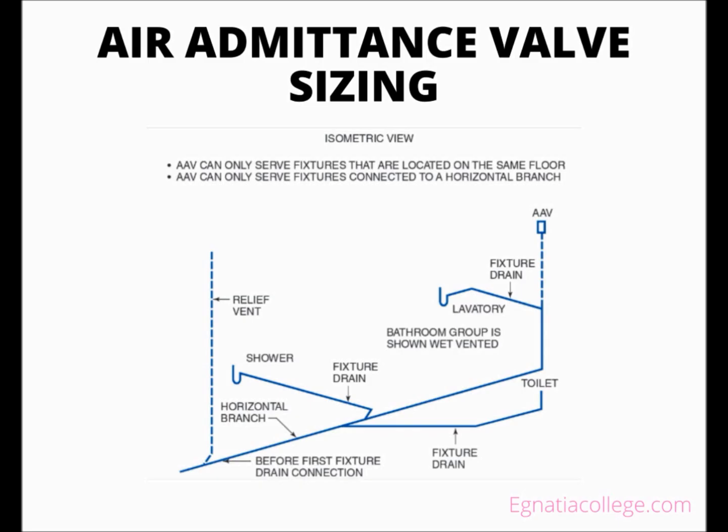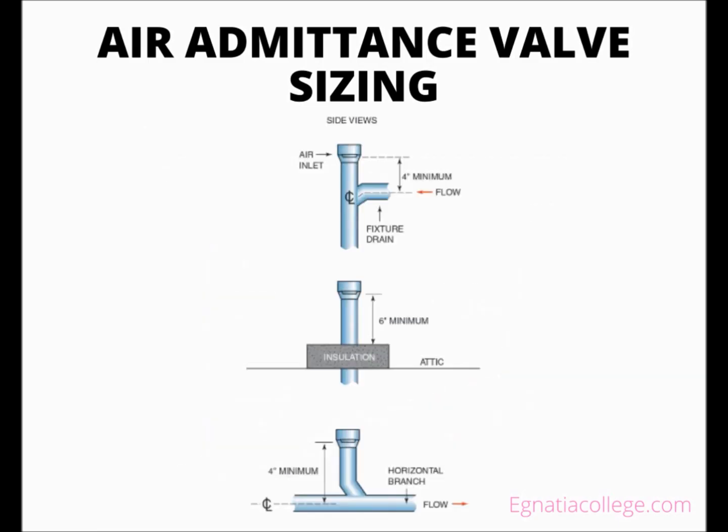AAV sizing is based on the size of a vent using the same codes as those for individual and branch vents. If the AAV is installed on an individual vent, the pipe size and the AAV selection would be determined and would need to comply with all codes for an individual vent.